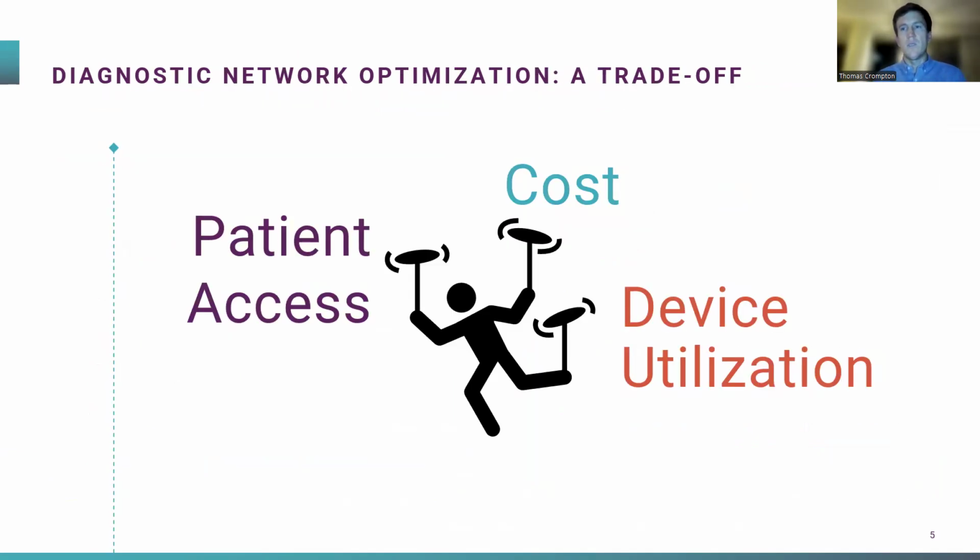And so diagnostic network optimization is usually a trade-off between three things: patient accessibility, device utilization, and cost. Obviously, we want to minimize cost always, but ensure patients have the best access while ensuring our devices are not used to overcapacity. So we're always balancing these three things. Maybe we can increase patient access, but that might increase our cost. And is that trade-off worth it?